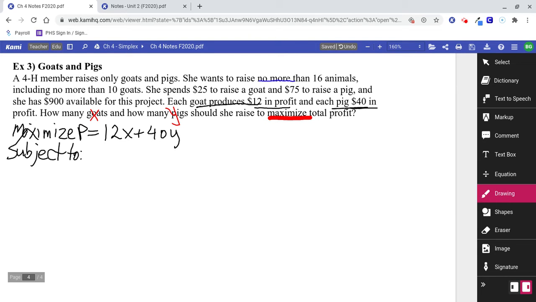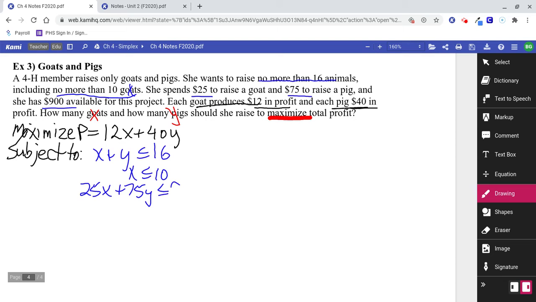Okay, so no more than 16 animals. All right, so animals, you're talking about all of them. So x plus y, that's the goats and pigs, has to be less than or equal to 16. No more than 10 goats. Well, goats was x, so that would be x is less than or equal to 10. And spending 25 for goats and 75 for pigs, and you've got a limit of 900. So that's a pretty common inequality as well: 25x plus 75y is less than or equal to 900.